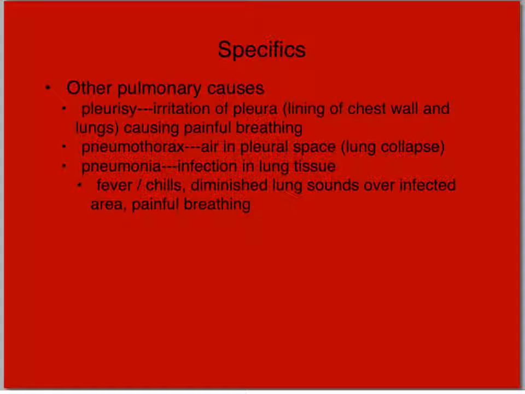Another possibility is a pneumothorax, where there's actually air in the pleural space, with a partial or total collapse of the lung. You may be able to assess that with lung sounds, but certainly that should be painful to take a deep breath.